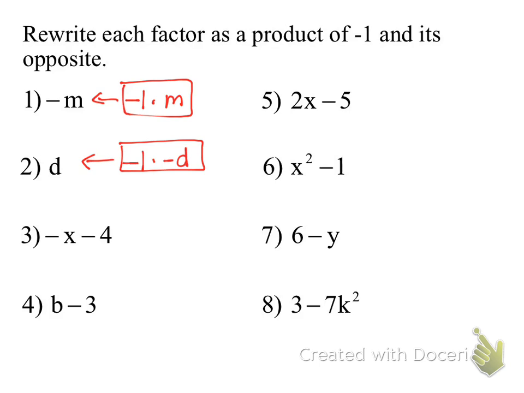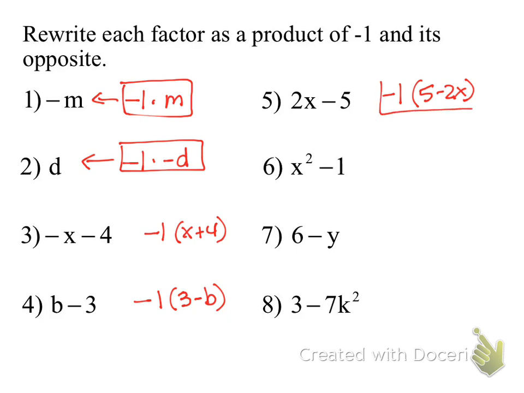Okay. What would this be? Negative 1 times what? X plus 4. Good. What would the next one be? Negative 1 times negative b plus 3, which is 3 minus b. Flip it. What would the next one be? Nicole. Negative 1 times what? 5 minus 2x. Perfect. Do you see how this whole thing is equivalent to that? It's just another way to write it.